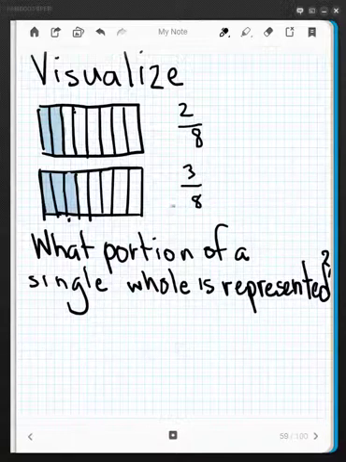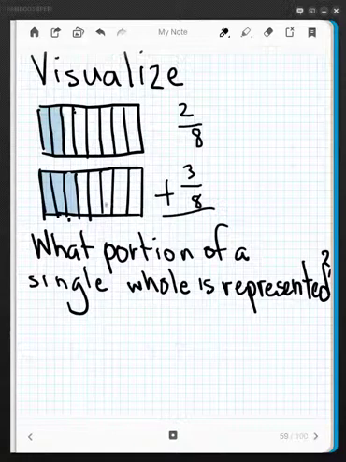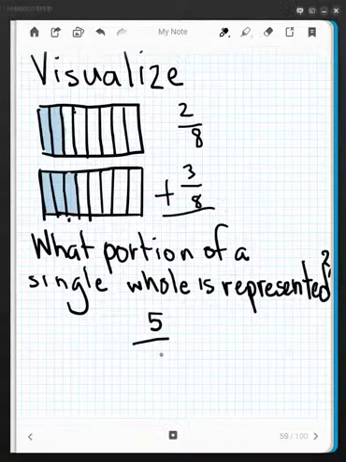And so what we're asking when we add these two fractions is what portion of a single whole is being represented if we take 2/8 and put it together with 3/8. Well, we can visually see that we would have 5 of these 8s, right? So what we're saying is that we have 5/8.